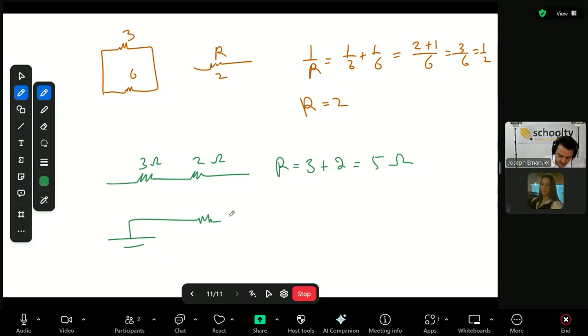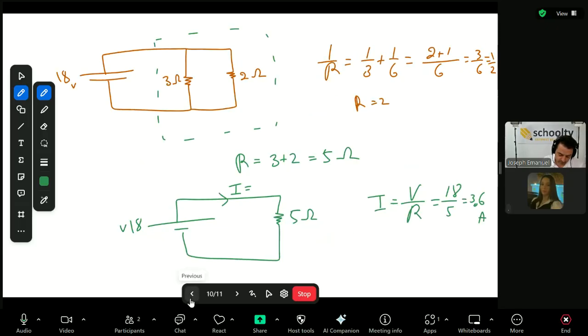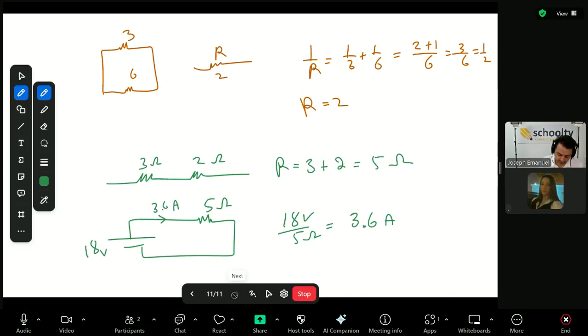So you have 18 volt, you have 5 ohm, so 18 volt over 5 ohm is actually 3.6 ampere. So you have here 3.6 ampere, and this is the answer, number A.